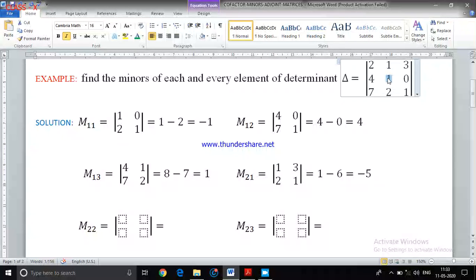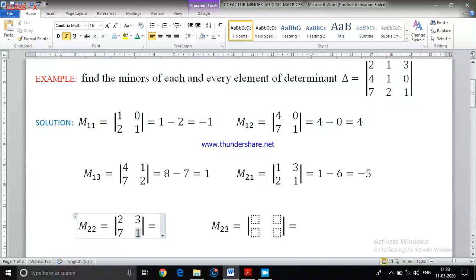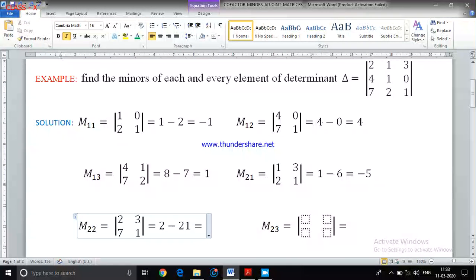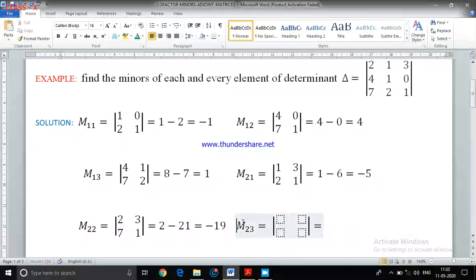If I remove the second row and second column, and exclude all these elements, what are the other elements left out? 2, 3, 7, 1. So it will be 2, 3, 7, 1. If I want to find the determinant of this one, 2 1s are 2 minus 7 3s are 21, which will be equal to minus 19. I hope this subtraction is right. Okay, minus 19 will come.